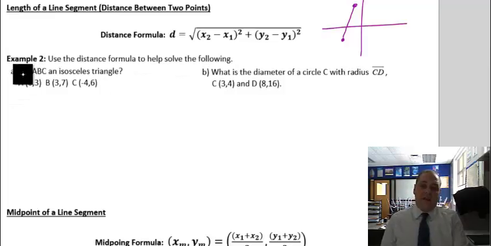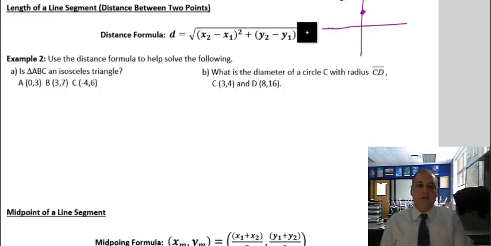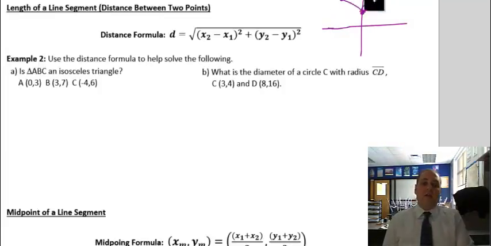In part A, they say, is triangle ABC an isosceles triangle? So they have point A, point B, and point C. I'm just going to graph these just to get an idea of what we're talking about. One point, A, is (0, 3), so that's right there. B is (3, 7), somewhere up there. And C is (-4, 6), so right there. And you have to connect the dots, and then you would determine, is it isosceles?